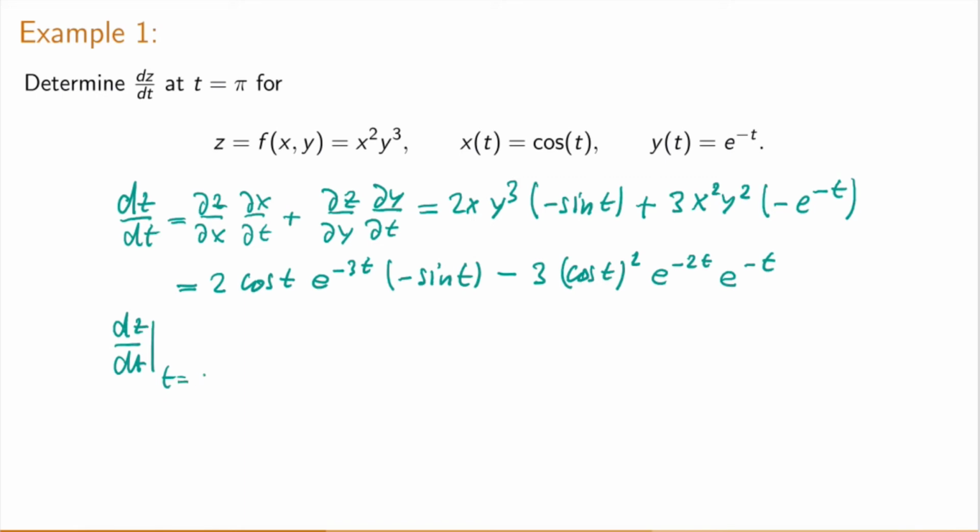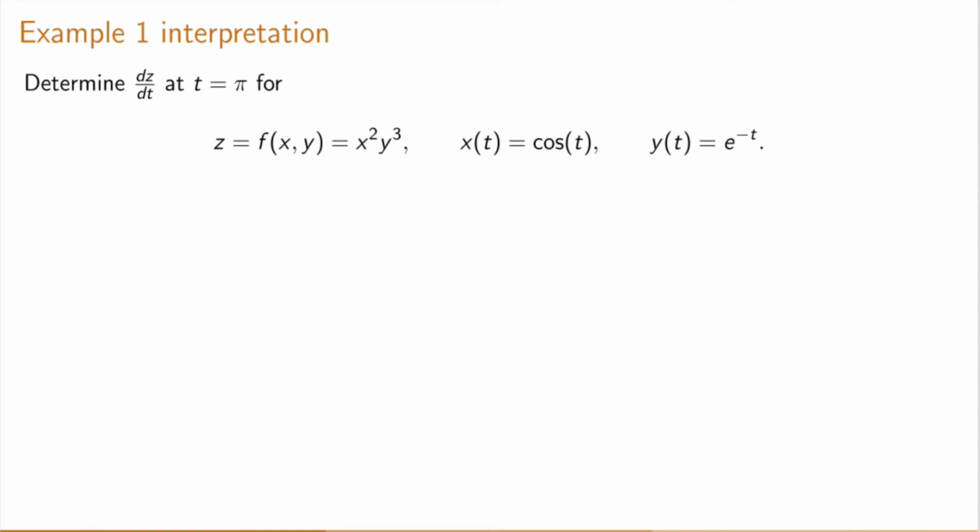t is equal to pi. And you can notice that the sine at pi is equal to 0, which makes the first term disappear, but we keep the last term, so minus 3. Cosine at pi is minus 1, and squared is plus 1. And then we have e to the minus 3 times pi. And that's the result.